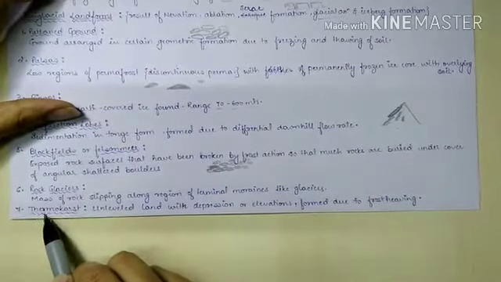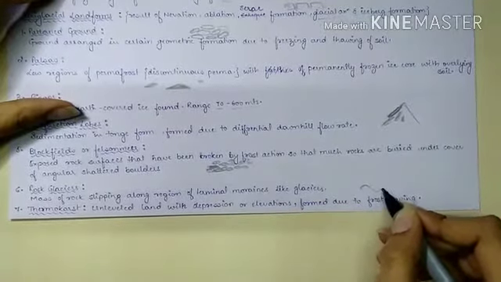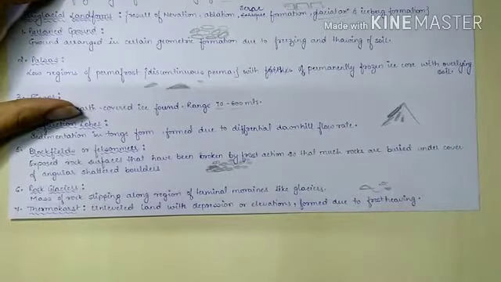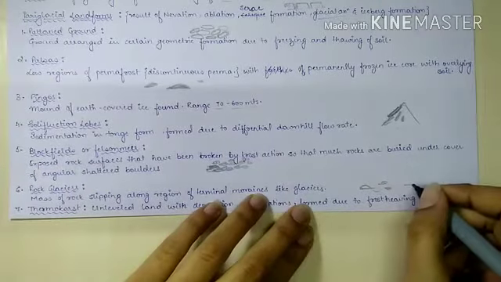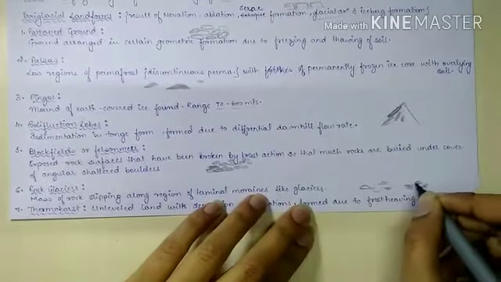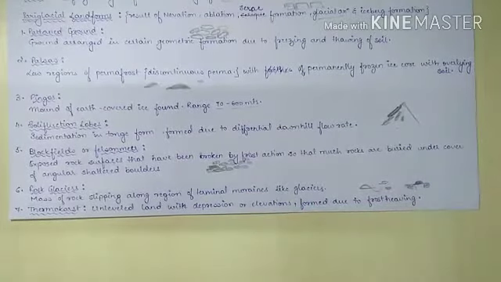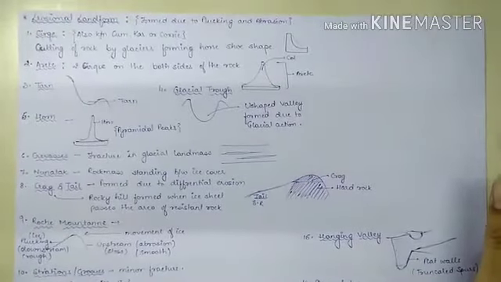Now lastly we have thermokarst. Thermokarst is uneven land with depressions or elevations, somewhere we have elevation, somewhere depressed land, formed due to frost heaving. Frost heaving is the upliftment of land: when the land gets frozen, we have upliftment of some land soil. This is known as frost heaving. So uneven land with depressions and elevations is formed, which is known as thermokarst. Now with this we complete periglacial landforms.